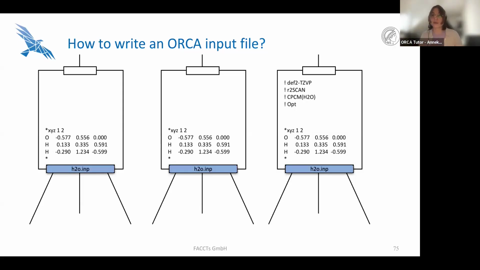So the input file that I have on the right side is the same one as I have on the left-hand side, where I just write all my keywords in one line. Or I can just distribute it over 2 lines, and the order doesn't really matter. Those 3 input files do all the same.